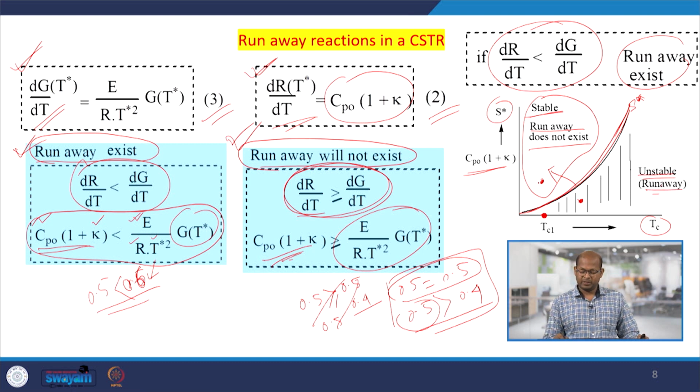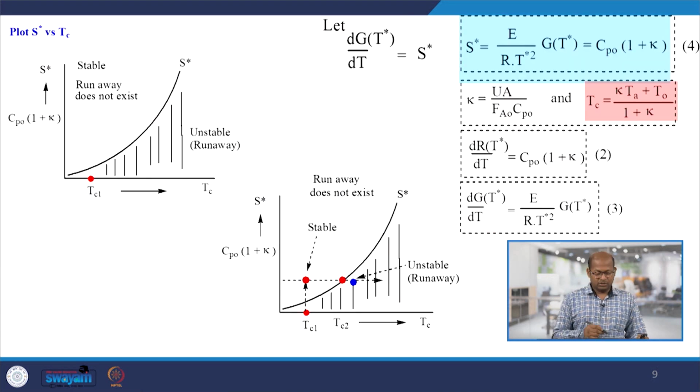So we should always prefer that reactors operate at this particular steady state temperature. Here you can see dGT by dt equals A star, and here we have plotted A star against Tc. If we operate at these stable steady state temperatures and then slightly increase the Tc temperature, it would reach here and here. Up to that we can go, and if we go beyond that, then unstable or unsteady state is there and runaway conditions would occur.